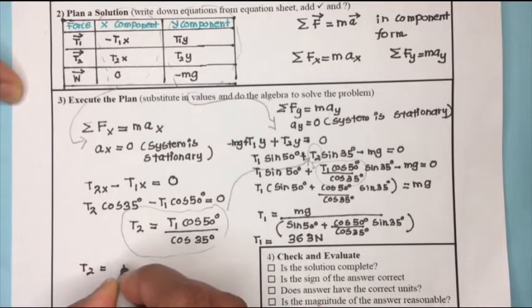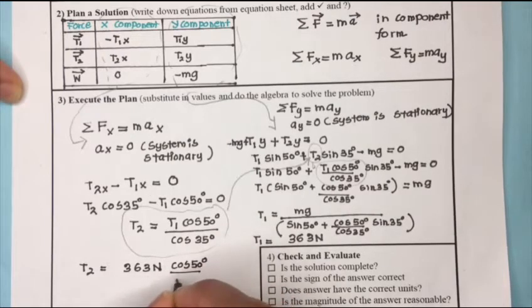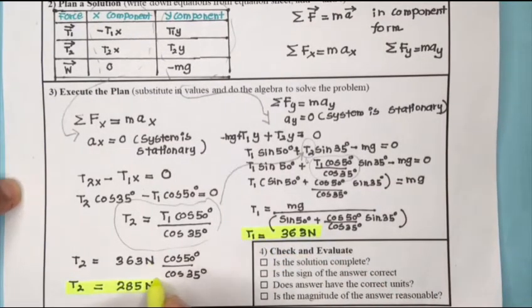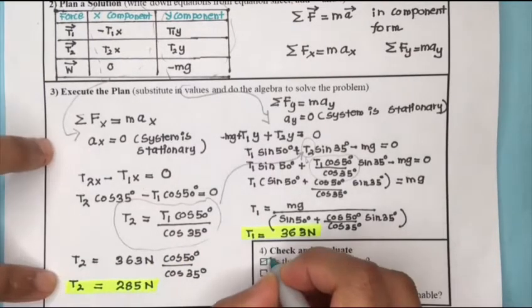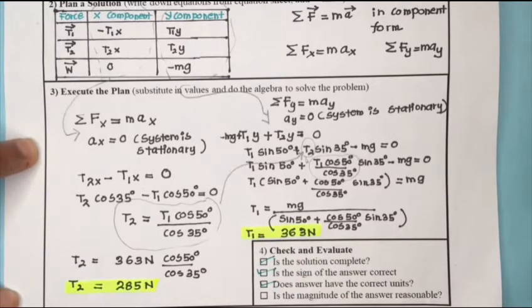And then since I have T1, I'm going to substitute for T1 in the equation for T2. When I do the substitution and put these numbers into the calculator, I get 285 newtons for T2, and for T1 I have 363 newtons. Now, is the solution complete? Yes. Is the sign of the answer correct? Yes. Correct units, and the magnitude is reasonable.